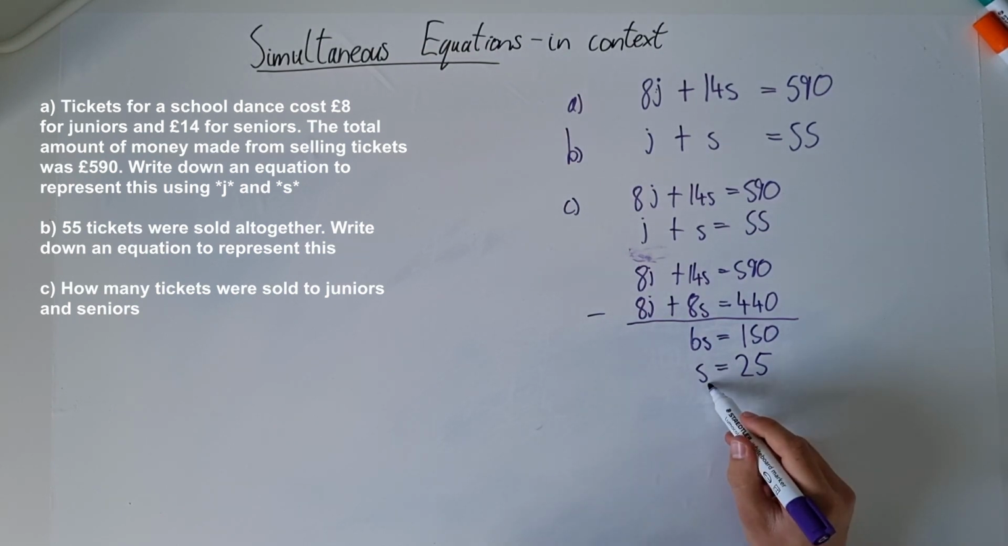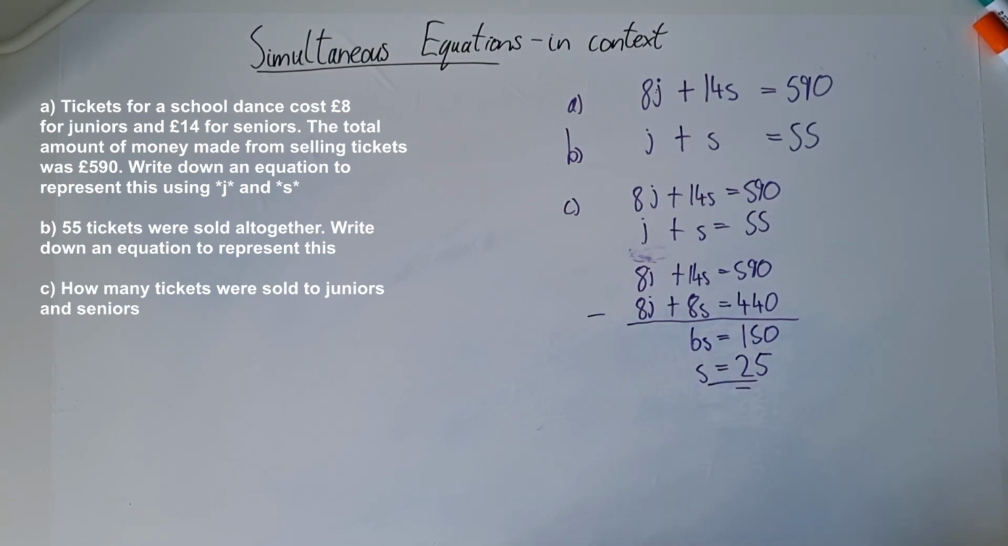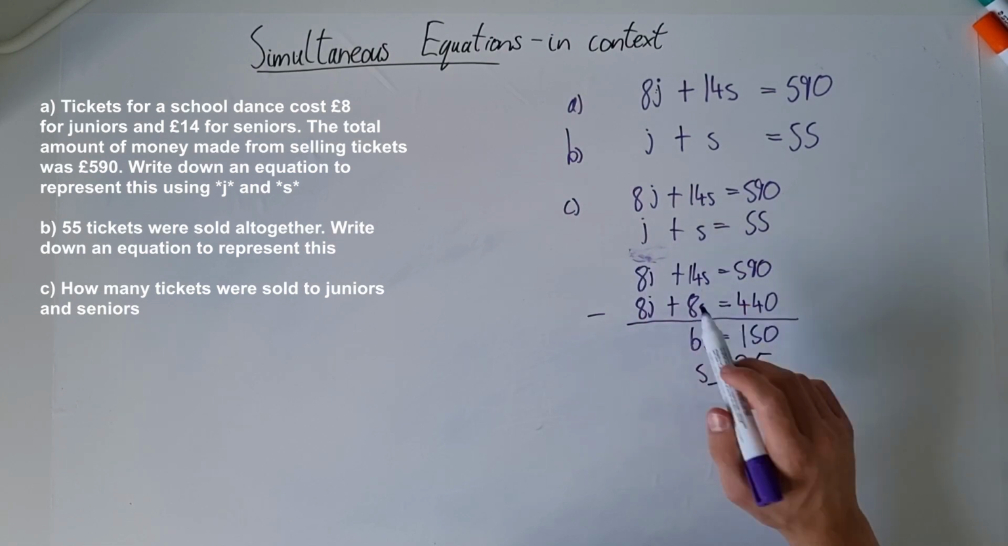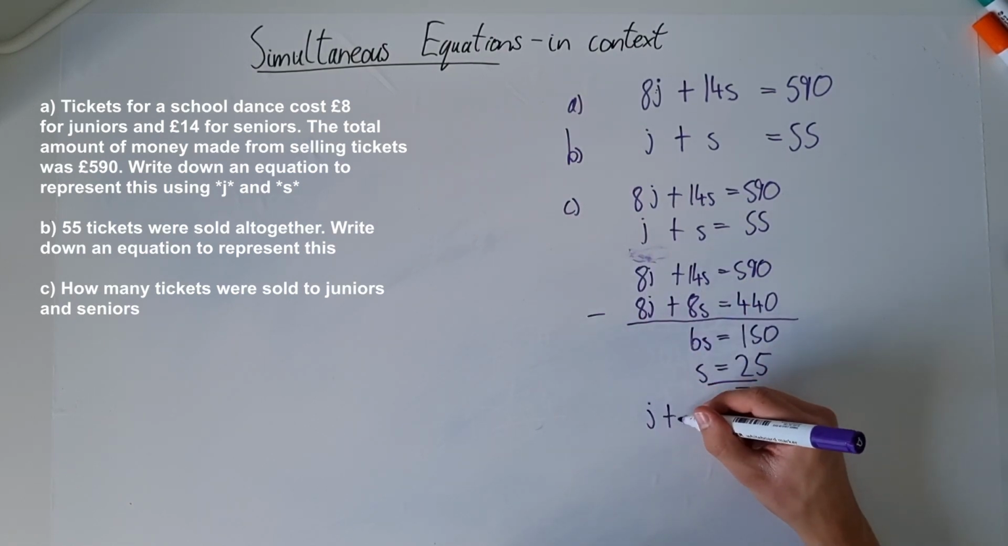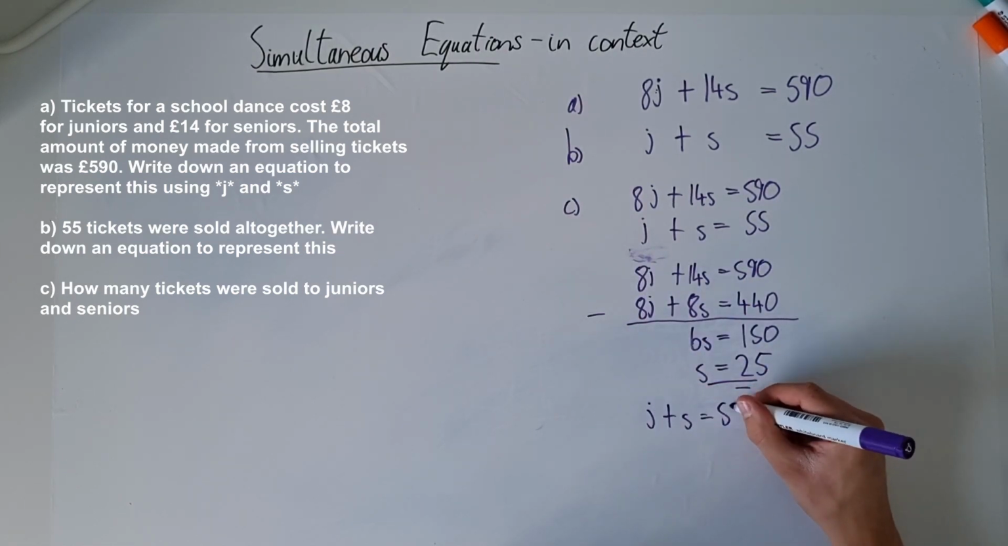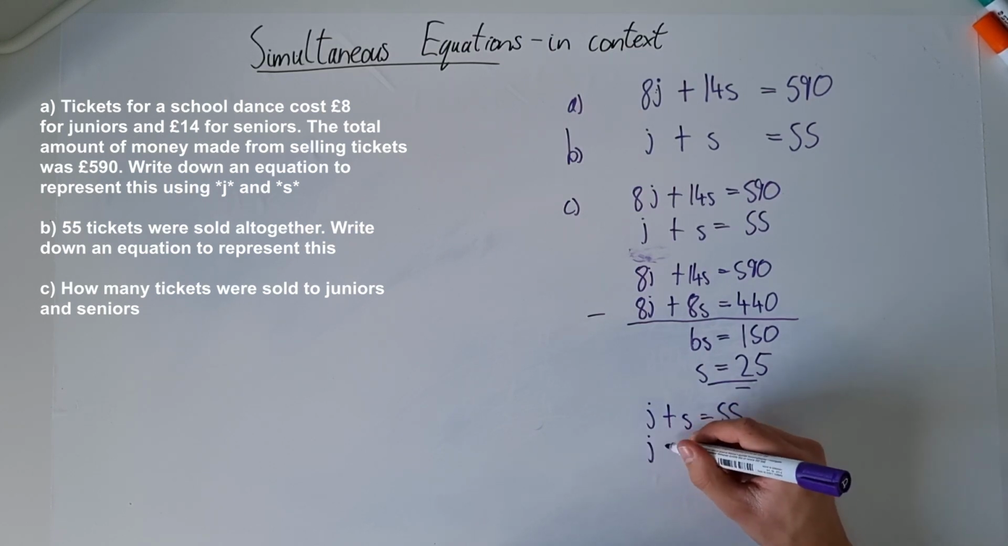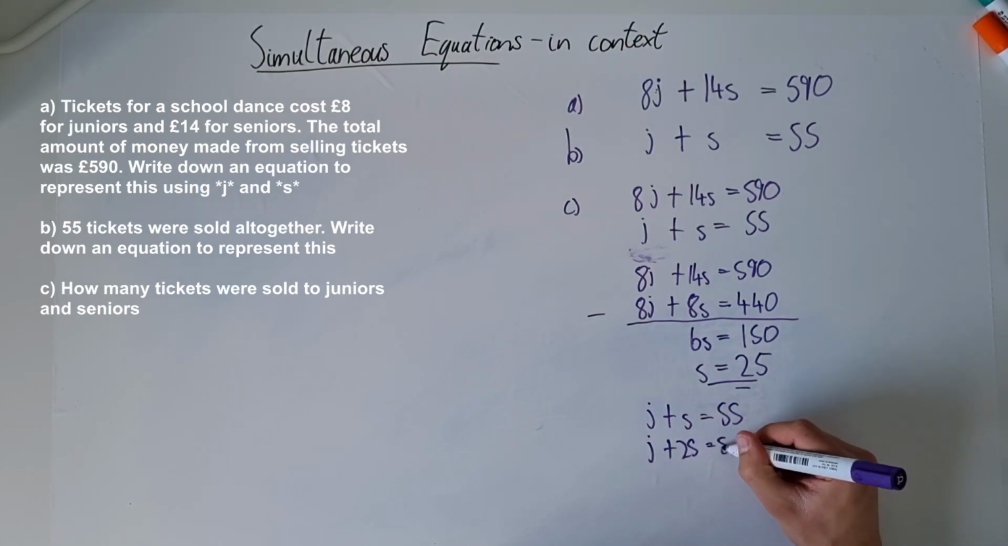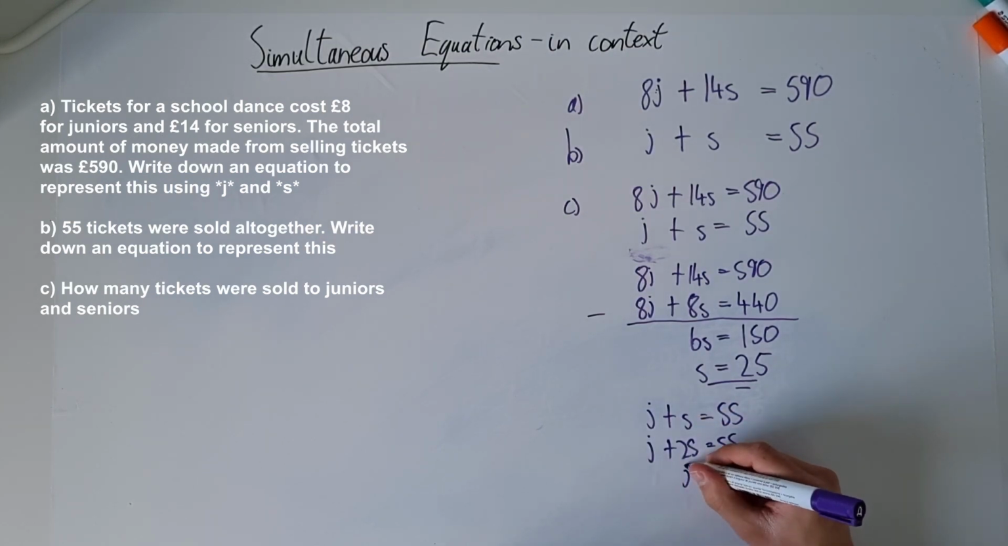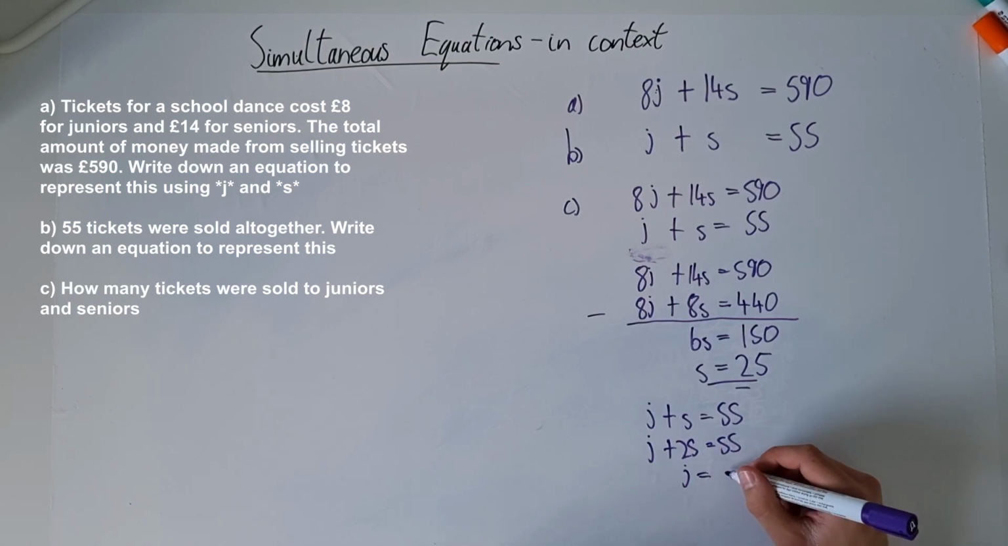So now we know S is 25. Now we just need to work out J. I'm going to use the second equation. J plus S, subbing in, is 55. We know S is 25, so J plus 25 is equal to 55. Minus 25 from both sides leaves us with J is equal to 30.